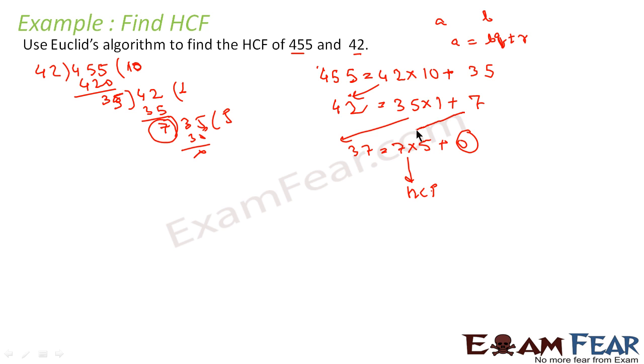This is one way, but I somehow find the other way more convenient, because it is less confusing. You have 42 and 455, you divide, you get 35. Since it is not 0, you take this value, again divide, you get 7. Now since it is not 0, you again divide, you get 0, and you stop. You can apply any other method.